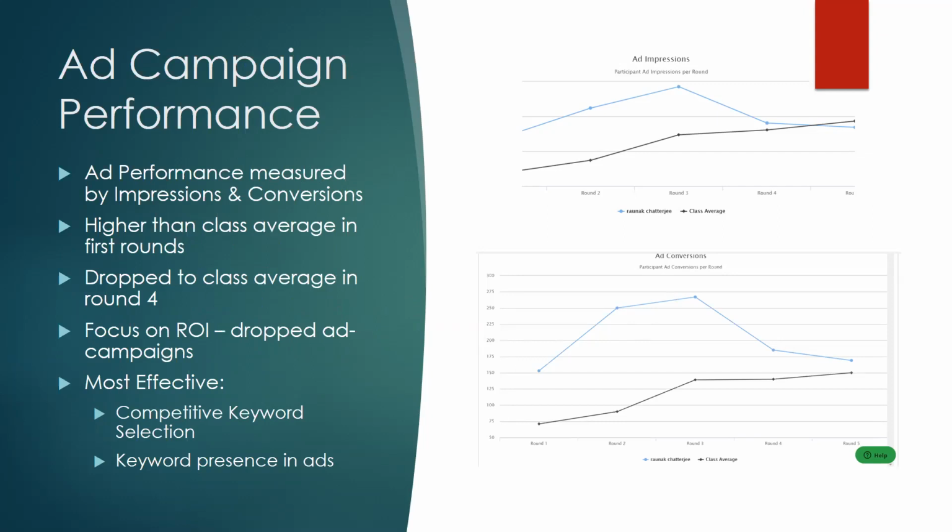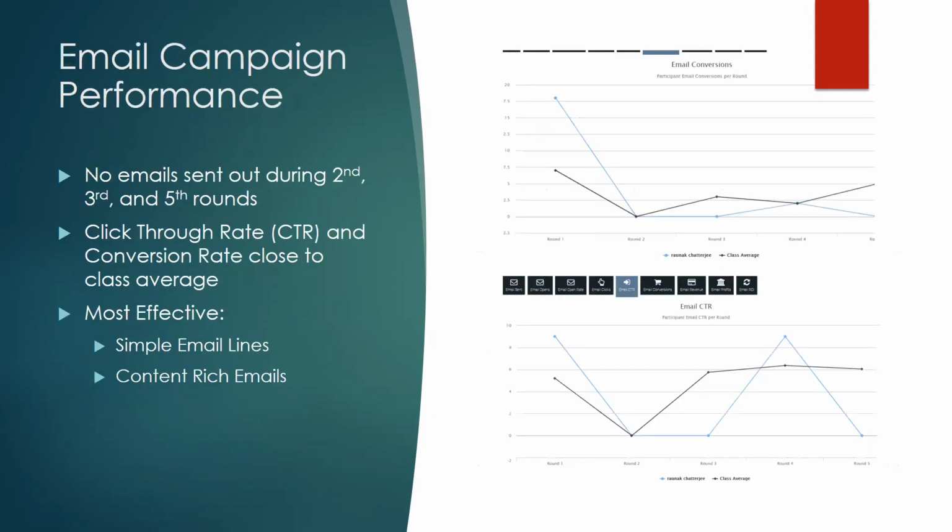Moving on to the email campaigns, the first thing that I noticed through the performance metrics for the email campaign is that the email conversions were next to none for rounds 2, 3, and 5, and that's because no emails were sent out in those 3 rounds. So effectively, I only have data for rounds 1 and 4.